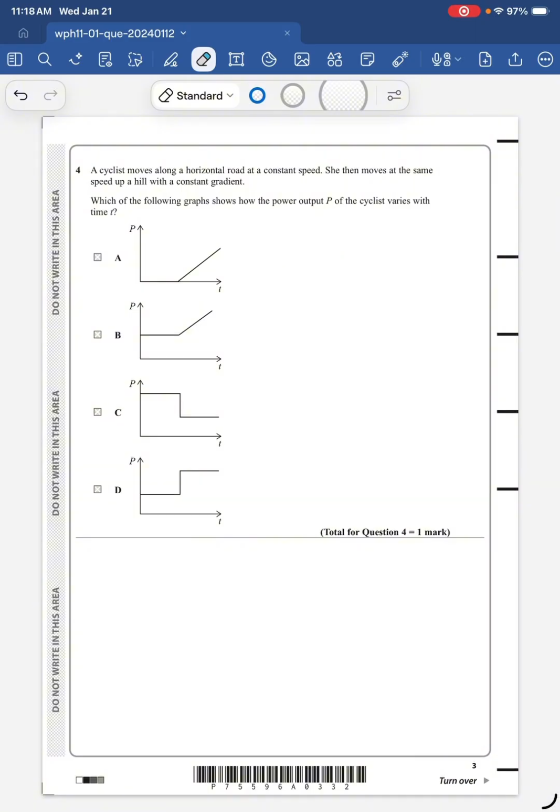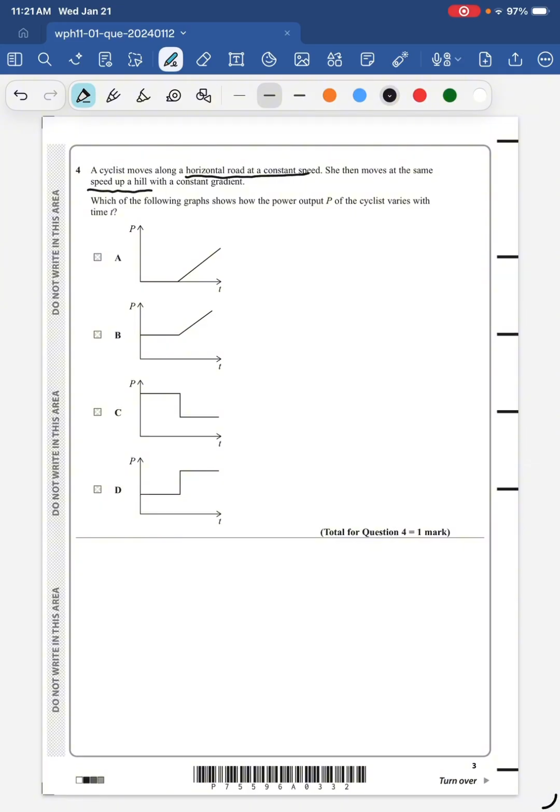Okay, we worked the first 3 questions. Let's do problem 4. Okay, question 4. A cyclist moves along a horizontal road at a constant speed. She then moves at the same speed up a hill with a constant gradient. Which of the following graphs shows how the power output P of the cyclist varies with time? Okay, so the key here is that she moves at a constant speed on a horizontal road, and then she keeps moving with the same speed up a hill.